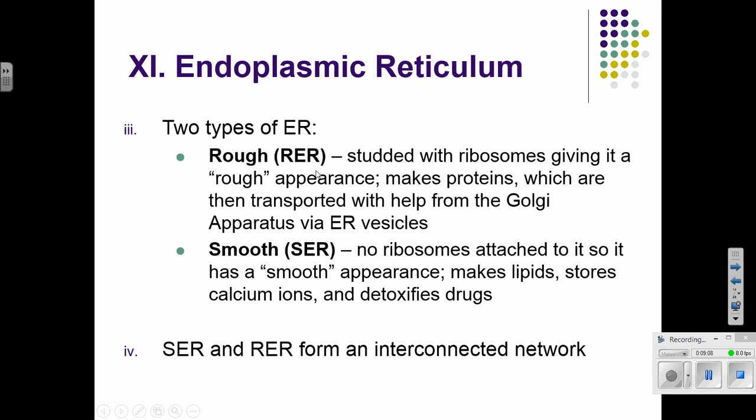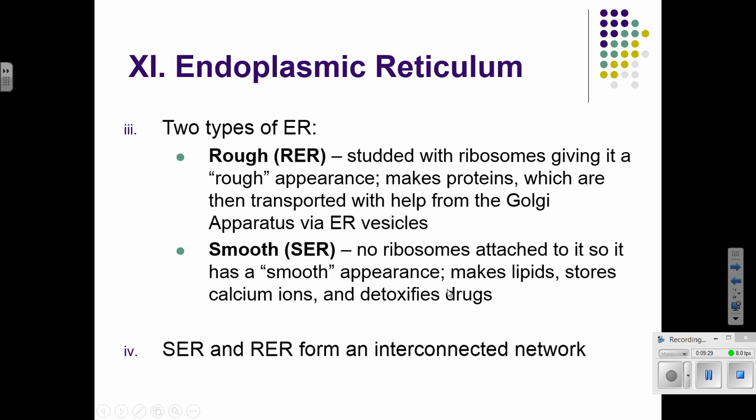So on the rough ER, abbreviated RER, this is studded with ribosomes, giving it that rough appearance. That's why we call it that. And the ribosomes, again, make protein, and then they're transported to the Golgi apparatus via something called a vesicle. And it's just a little membrane-bound sac, again, protecting the protein so it's not touching the cytoplasm, not getting dissolved.